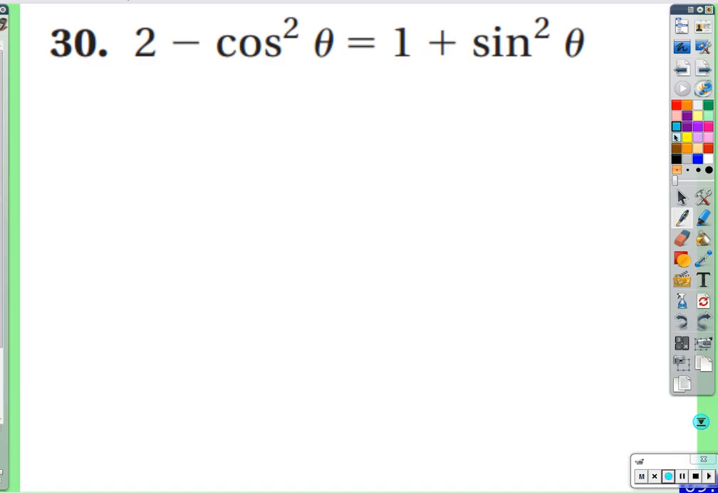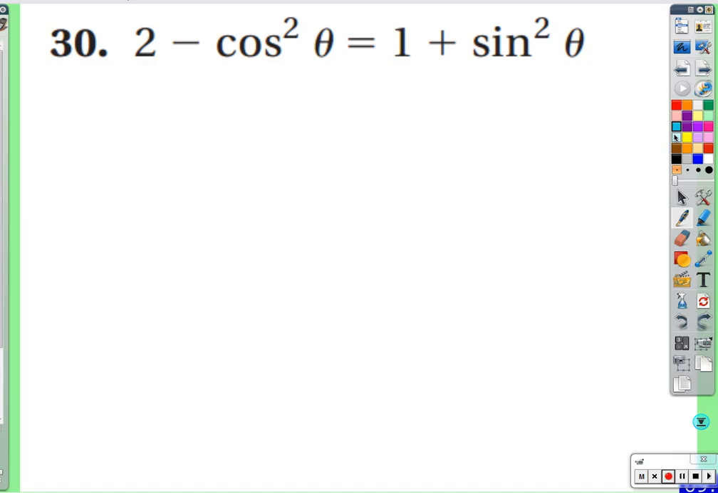Maybe we'll change things on both sides. Who knows? So you should probably put the thetas together and then the number values together? Like two theta and one together. What do you mean? I'm like, add cosine squared of theta to sine squared of theta. Oh, like add cosine squared to both sides? Mm-hmm. And then subtract one from both sides.